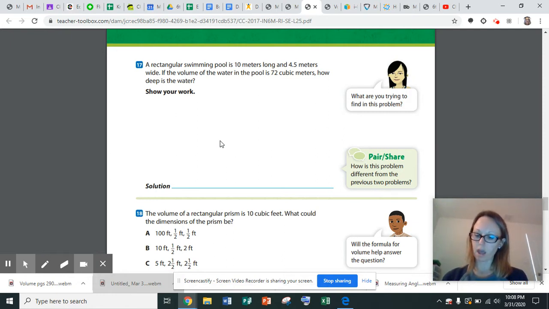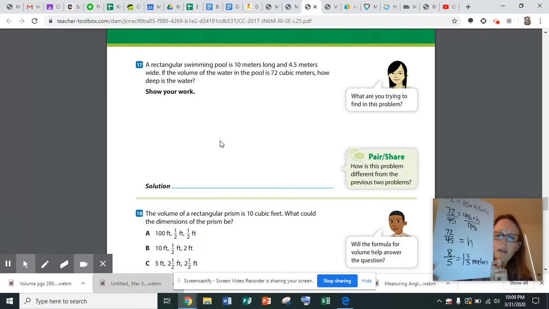72 over 45. Well, both of those can be divided by 9 because 72 divided by 9 is 8 and 45 divided by 9 is 5. So you have 8/5, which would give you 1 3/5 meters. So 1 3/5 meters is your answer for number 17. So that's how deep the pool is.